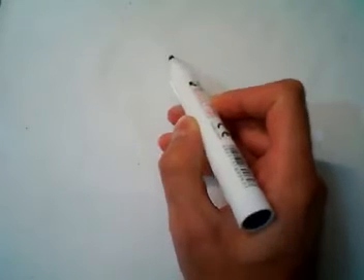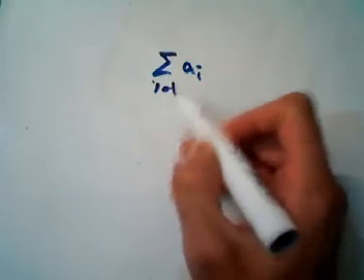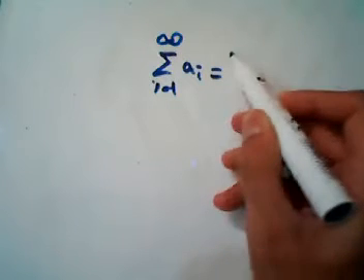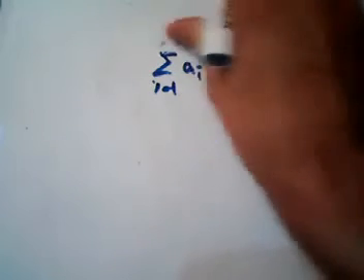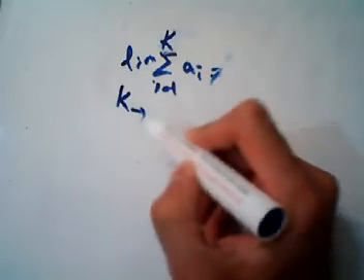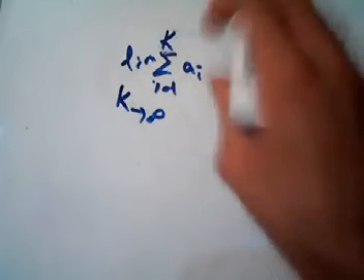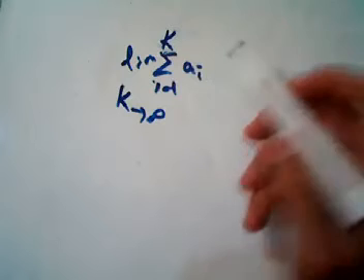Okay, I think I forgot to mention something, that if the series, let's say the sum over i from 1 to infinity, equals some number, which means that the limit of this sum up to k, the limit as k goes to infinity, exists, then we say that the series is convergent.